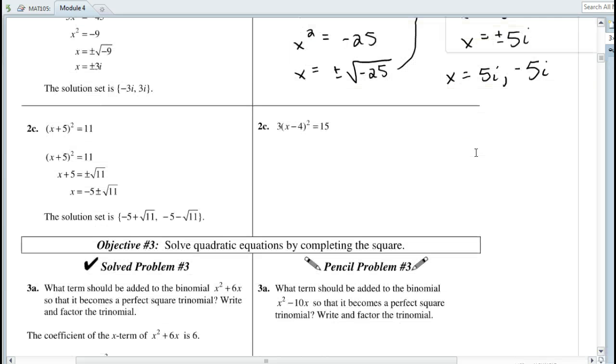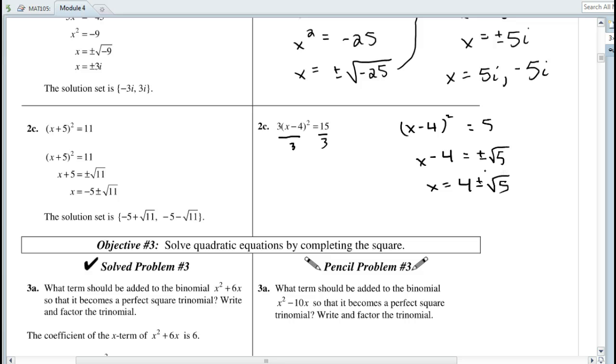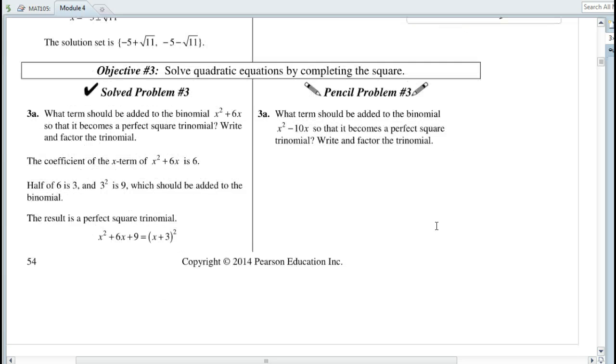Alright, next one. A pretty common one we've seen. Just start by dividing by 3. So we get x minus 4 squared equals 5. Then do the square root principle. X minus 4 is plus or minus the square root of 5. So x is equal to 4 plus or minus the square root of 5.